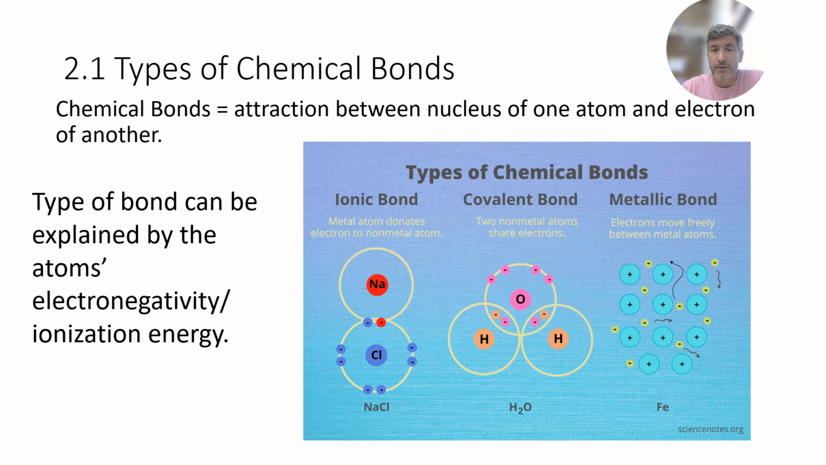And those positive nuclei are then going to be attracted to that sea of electrons that is created by having these delocalized or free moving electrons from each of those iron atoms sort of having a loose association with its valence electrons. So we call that the sea of electrons model.